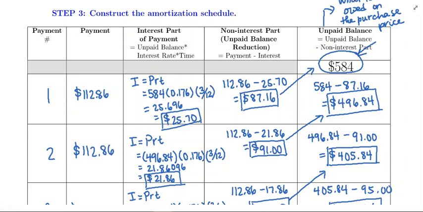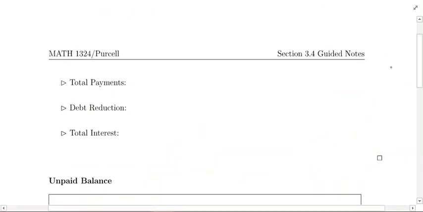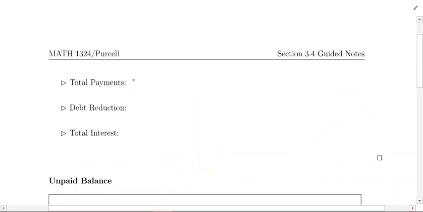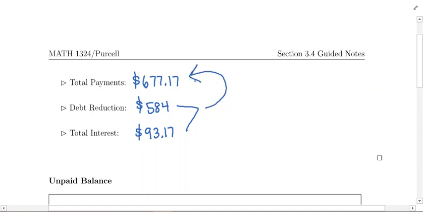On the next page, I'm just going to summarize what we did. Again, this is just writing down the last row of the amortization table. You made total payments of $677.17 to pay off the washing machine. The washing machine cost $584, so that's the debt we reduced, and the total amount of interest that we paid was $93.17. So again, if you add these two numbers, that's your total payments.